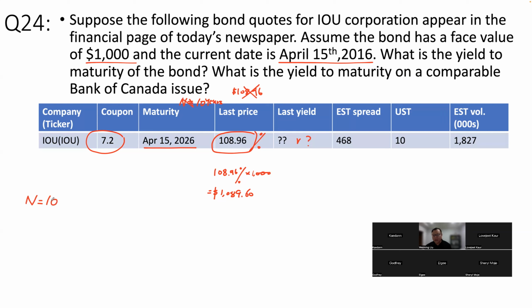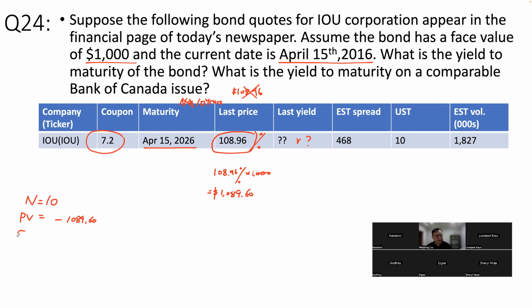That's correct. And what is my PV, present value? That's the current bond price, right? Yeah, okay, 1,089.60, positive or negative? So this is very important, right? Because it does matter with negative. Very good.